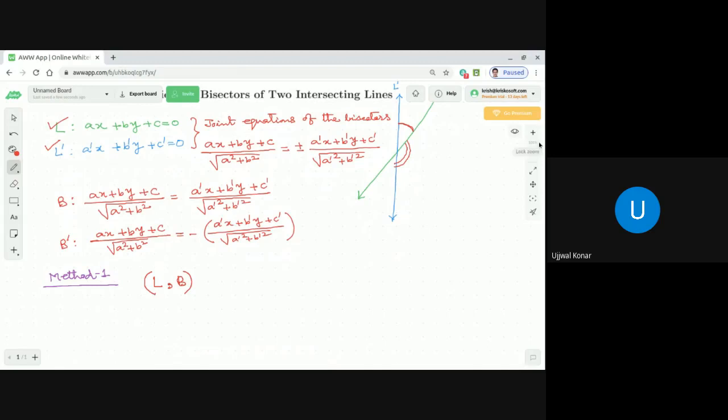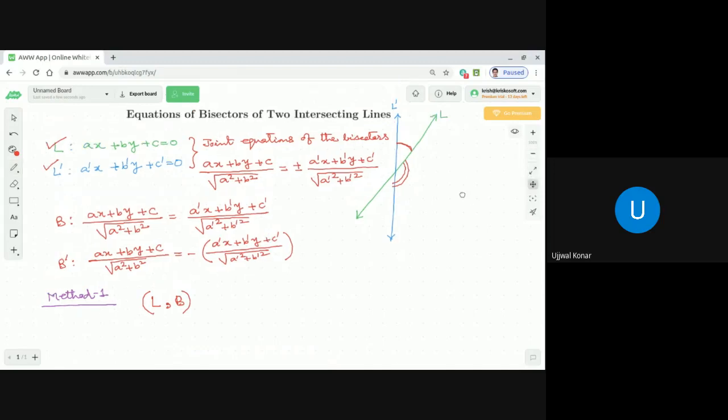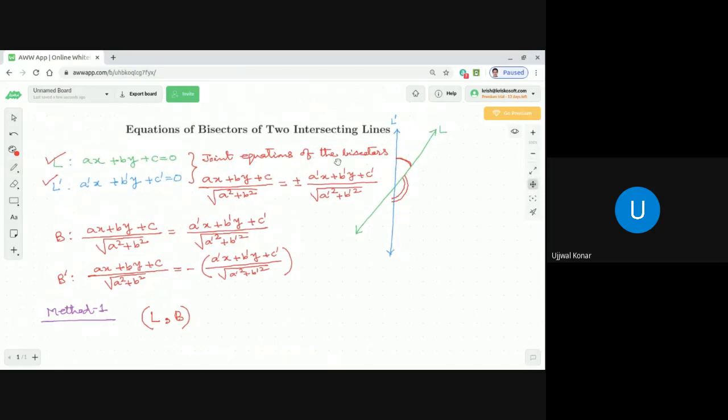If we look into this diagram, and we draw the bisector as a red straight line, this is one bisector. And this is another bisector. We do not know which one is the acute angle bisector and which one is the obtuse angle bisector. That we are going to find out now. This is B and this is B dash.